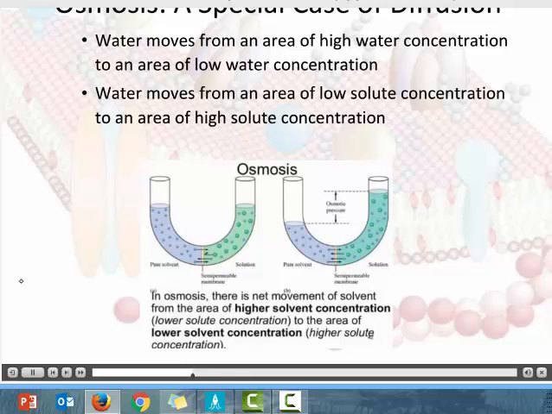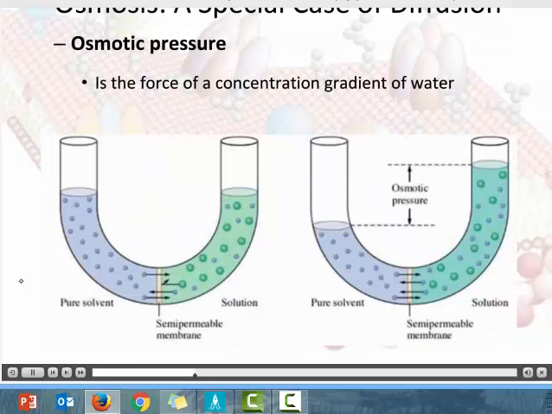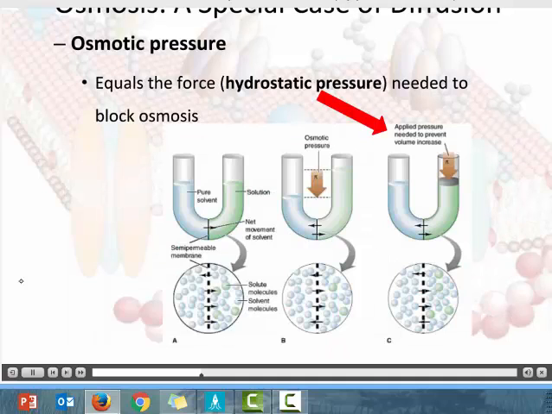Alright, when we talk about osmosis, we can talk about osmotic pressure. Osmotic pressure is the force of the water's concentration gradient. The opposite of osmotic pressure, the force of the water, is called hydrostatic pressure. Hydrostatic pressure is the force needed to block osmosis. And so osmosis will continue until our osmotic and our hydrostatic pressures are equal.